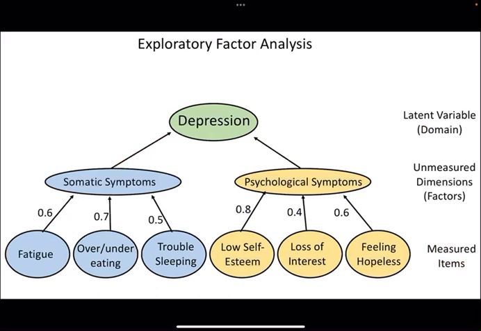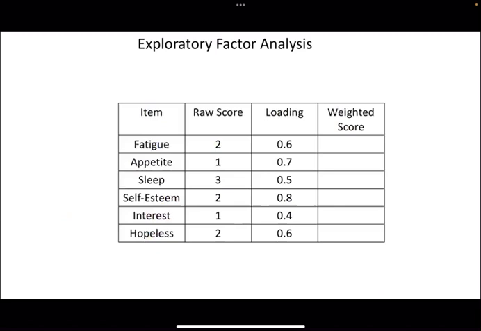So in reality, you usually have multiple factors here, where we have somatic symptoms and psychological symptoms, and each of them would have their associated loadings, and we could put them all together into our questionnaire, where it has these 6 items, and we could get a weighted score that is different than our raw score. The reason it's different is that the raw score weighted every question equally, while the weighted score decided that some questions were more important to this latent construct than others.